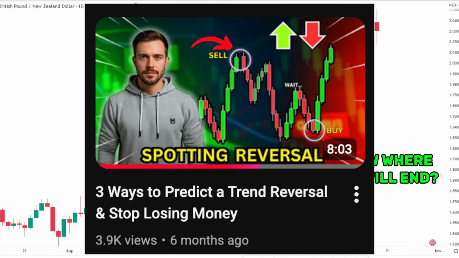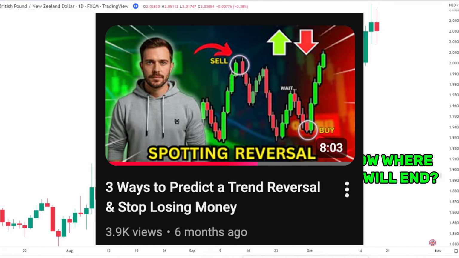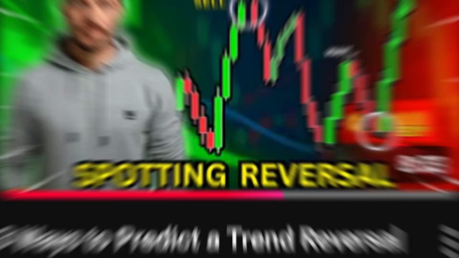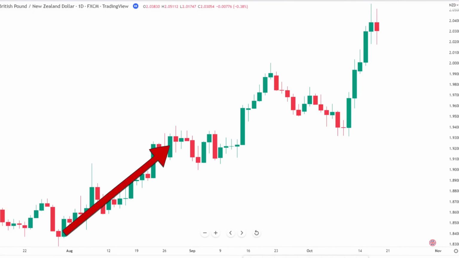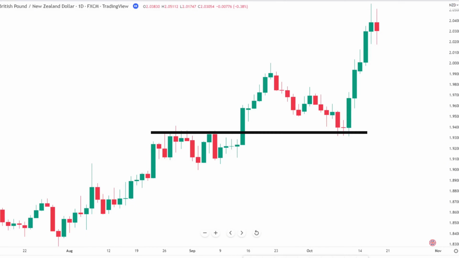In my previous videos, I explained that pullbacks tend to end at previous key levels. For example, here we see the price moving up, consolidating, and creating a resistance level. Once the price breaks that resistance and pulls back, that previous resistance often turns into support. Generally, pullbacks end at these key levels, but what if the chart looks like this?